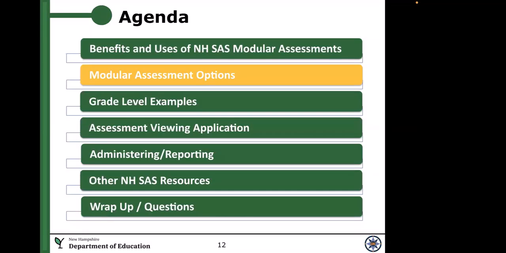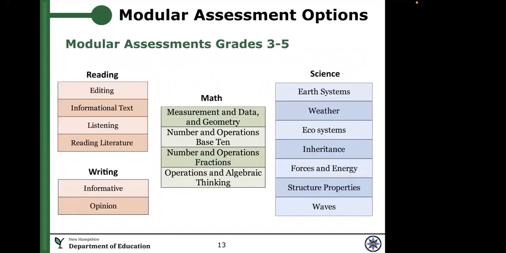So we're going to talk about the options that we have right now for the different modular assessments for grades 3 through 5. And so we'll get started on that. When we look at the options we have for reading, these are the areas that we're looking at for reading. So you have editing, reading informational text, listening, and reading literature. For writing, there are informative and opinion writing options for grades 3 through 5.